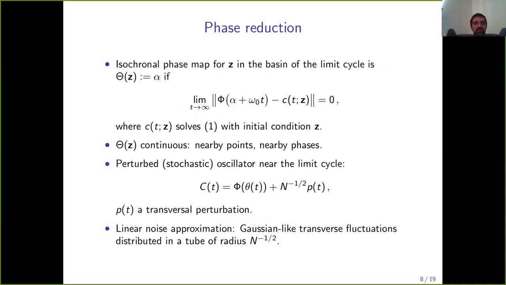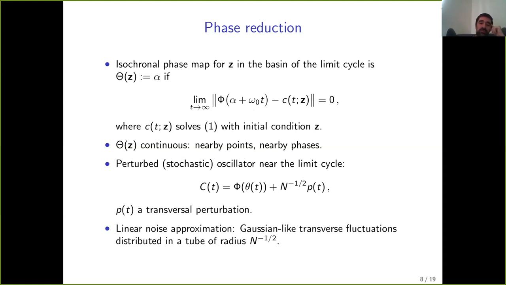I will denote the isochronal phase map with a big theta for a point in the basin. The phase is assigned to be alpha if a trajectory that starts in the basin meets the limiting trajectory; we assign the phase of that meeting limiting trajectory. Okay, and this is for the deterministic case.